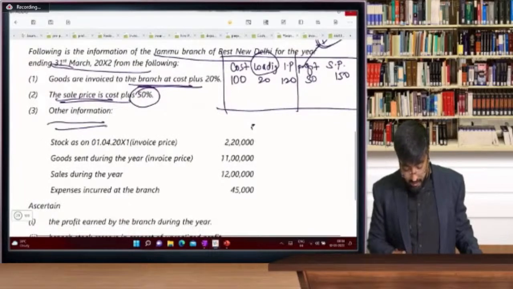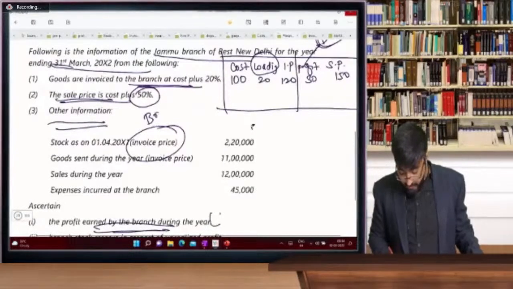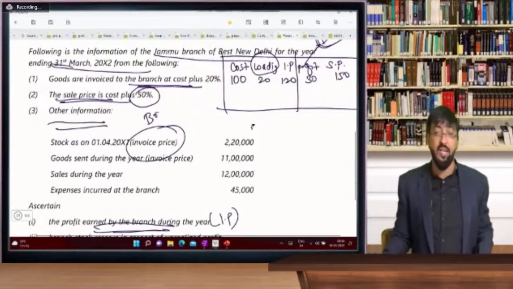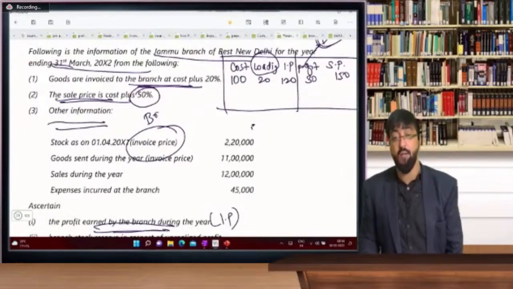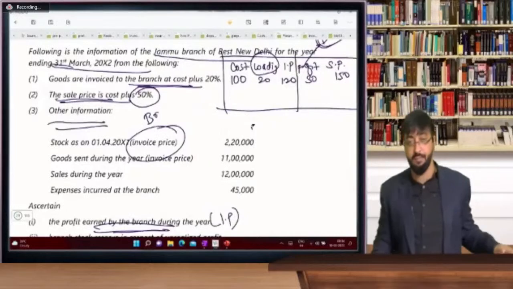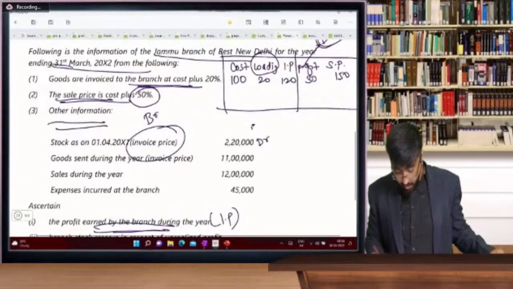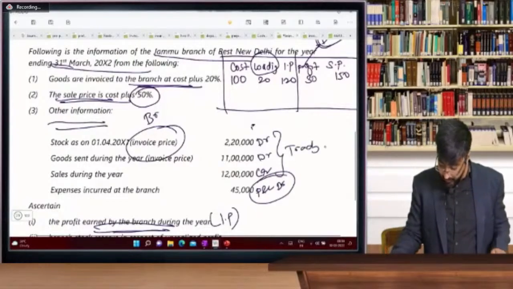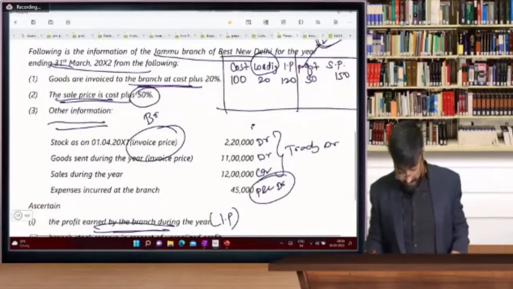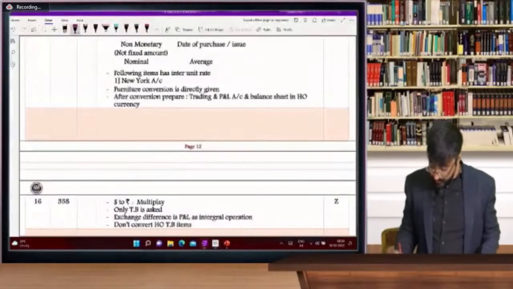Other information, now invoice price. Invoice price means this is a branch profit. So branch will record this profit at invoice price. What is the important point in this question? That branch will maintain their books of accounts at invoice price only. So branch will record opening stock on the debit side. Goods sent to branch is debit side. Credit, and expenditure is in the P&L debit. All this will be trading debit. Yes. So see, yes, write down, beta.